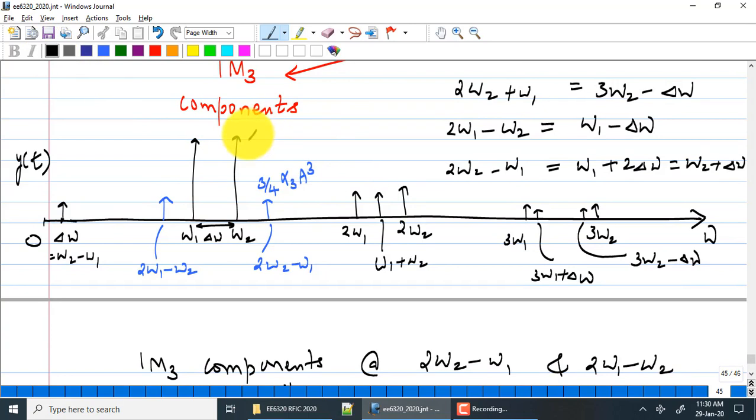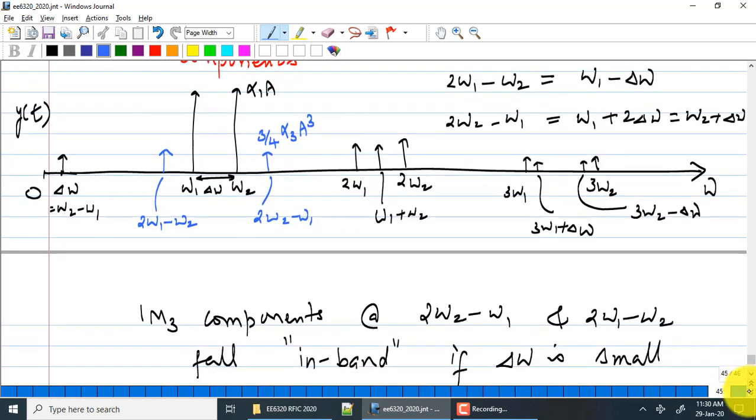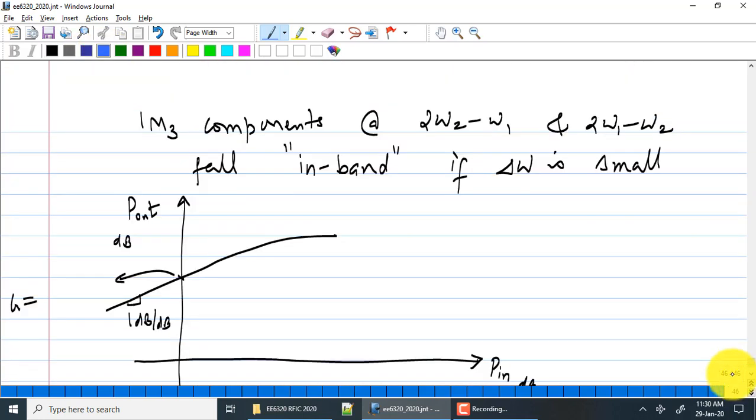What is the value of this guy? Alpha 1 A. The fundamentals I'm interested in, omega 1 and omega 2, are both at alpha 1 A. The third order intermodulation are at 3 by 4 alpha 3 A cubed. So on this plot, I'm going to plot the amplitude. Now, this is basically changing A, the input power. What will this curve look like?